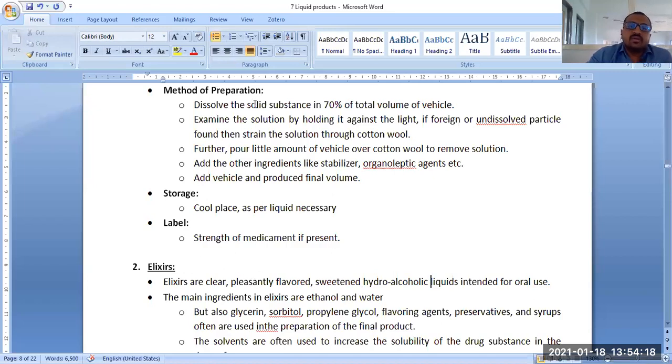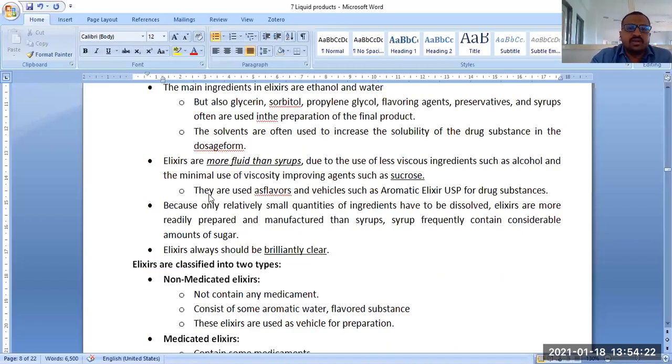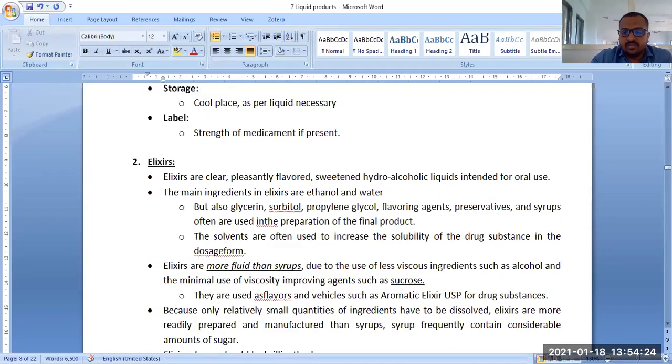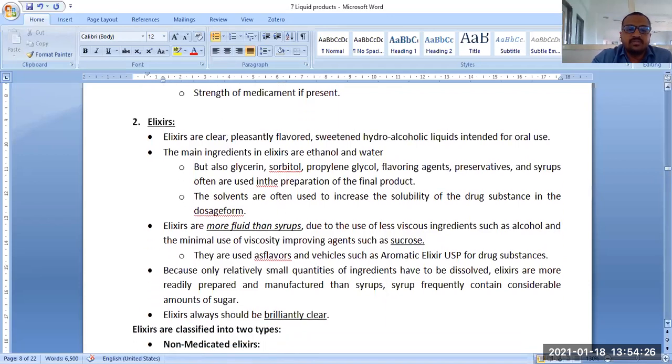Okay, so now the next preparation is elixir, which we already studied in the practical. So what are elixir preparations? Elixirs are clear, pleasantly flavored, sweetened hydroalcoholic preparations. That is the definition of elixir. How is it different from the solution?